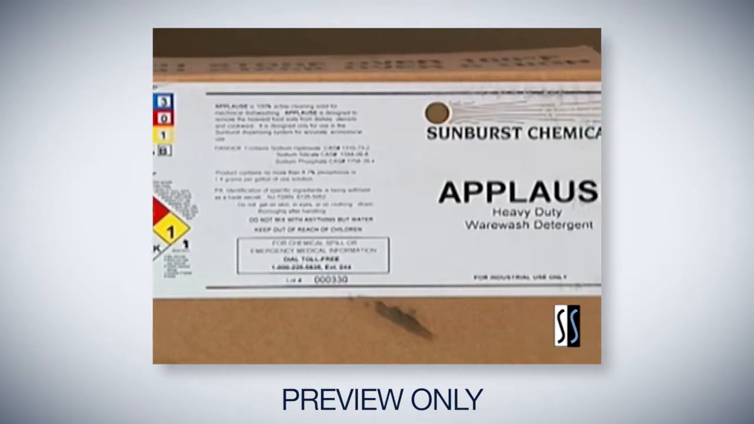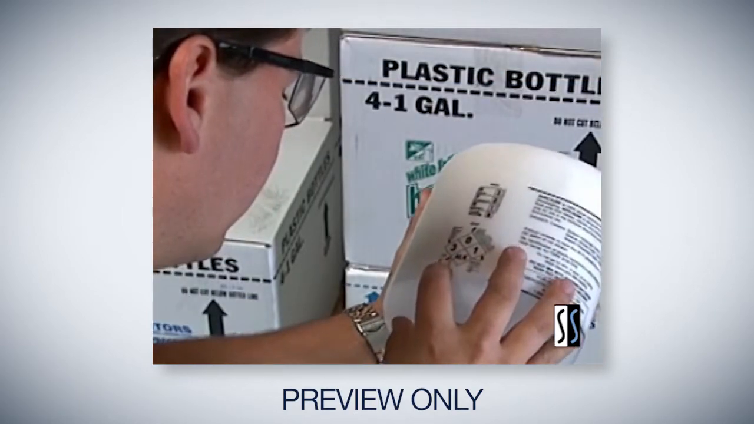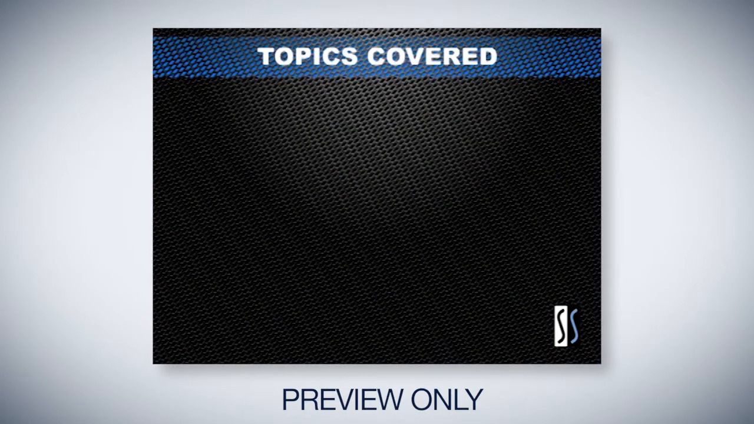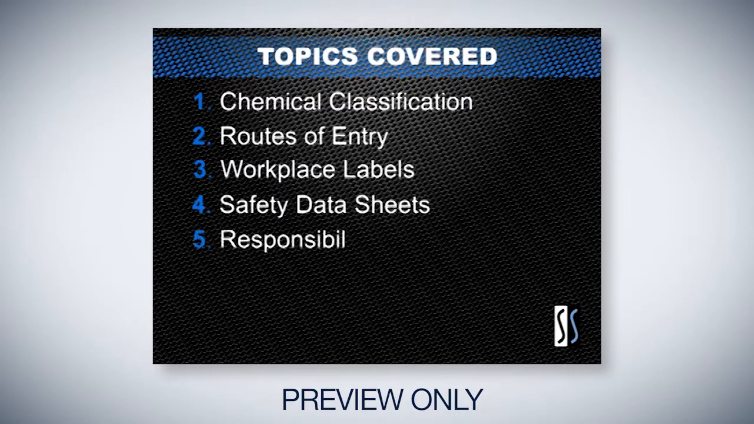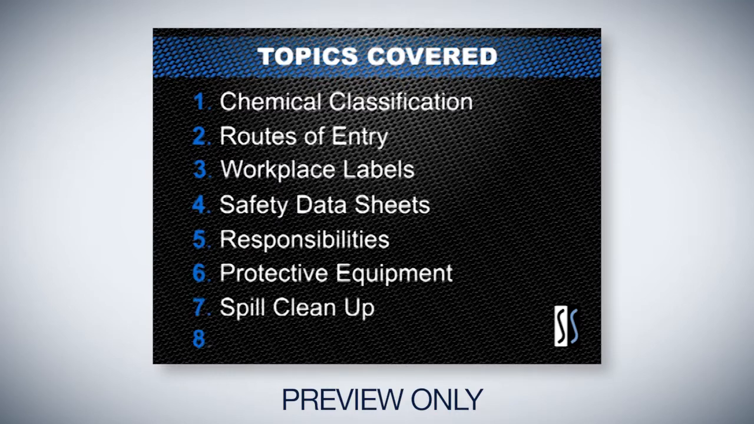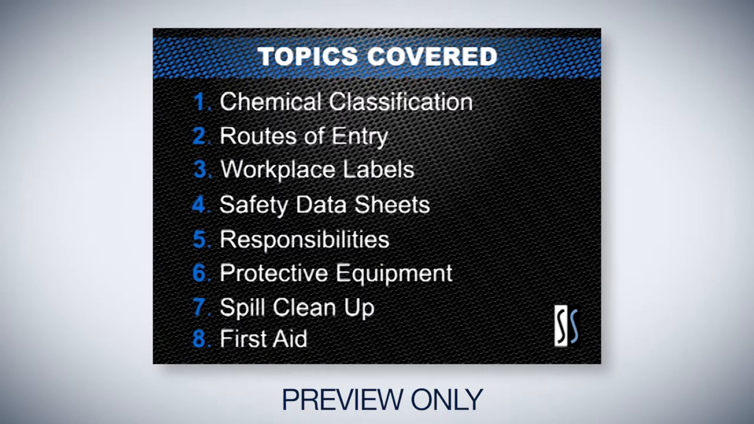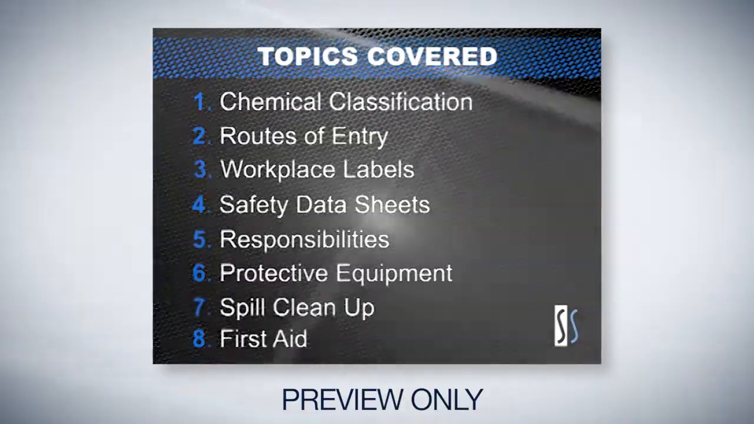This interactive training program will examine the different elements of that standard, including chemical classification, routes of entry, workplace labels, safety data sheets, responsibilities, personal protective equipment, spill cleanup, and first aid. At the end of this program, you will know the steps to take to minimize chemical exposure in the workplace.